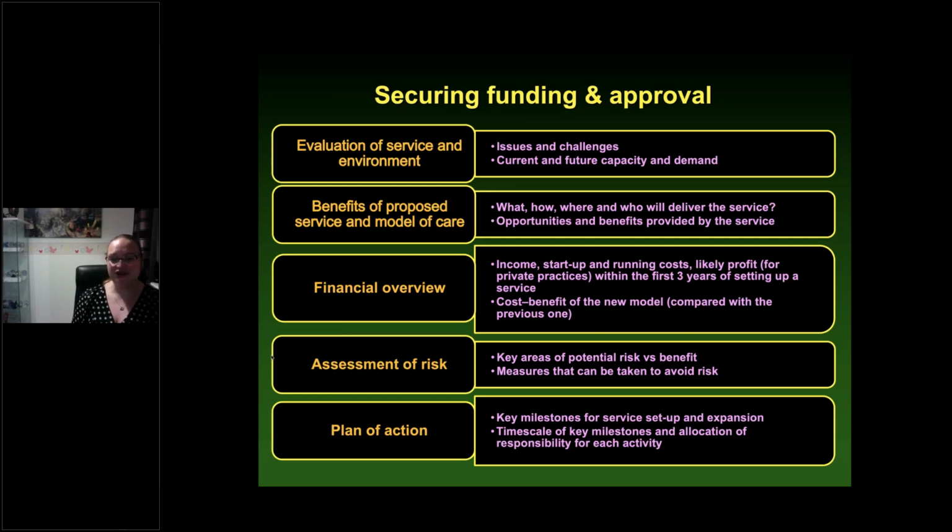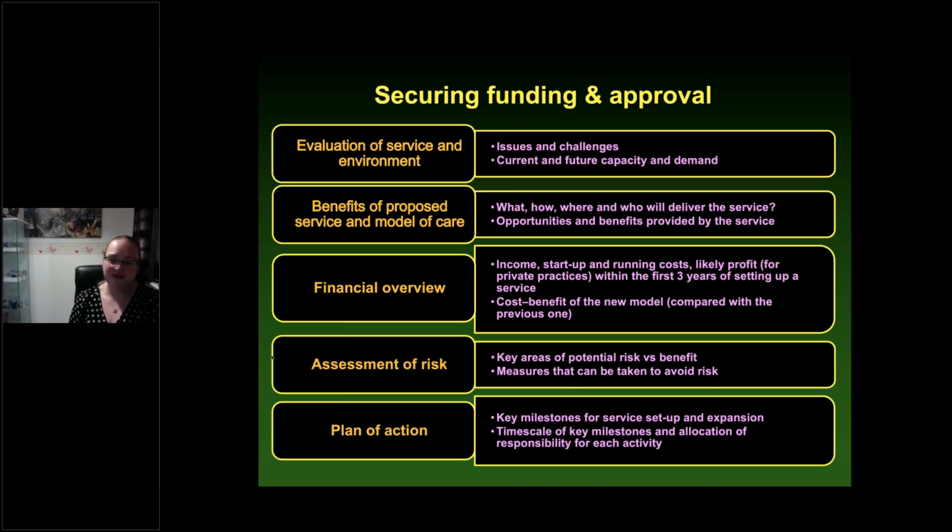So what are the current issues and challenges in your service? And what's the current and potential future capacity and demand for services? You need to think about the benefits of the proposed service and model of care. So what, how, where and who will deliver the service? And what are going to be the opportunities and benefits provided by a new PTNS service?